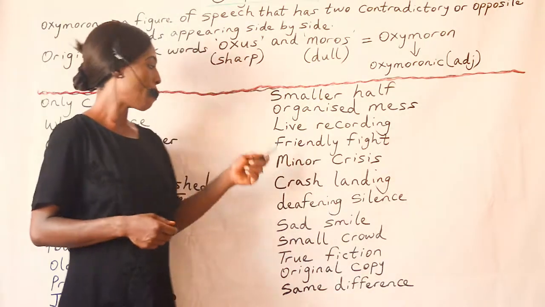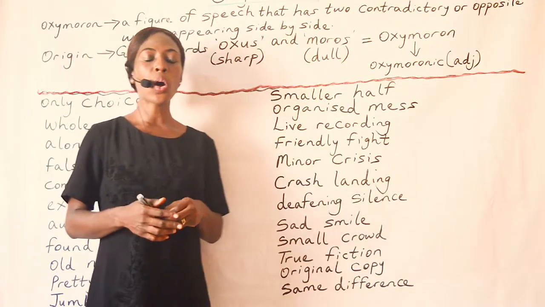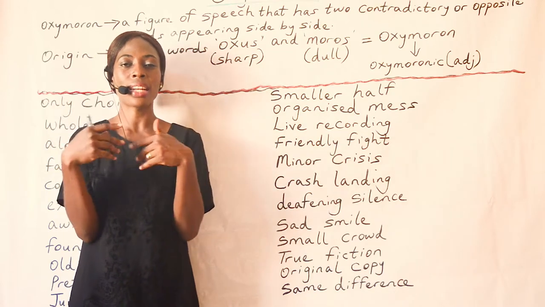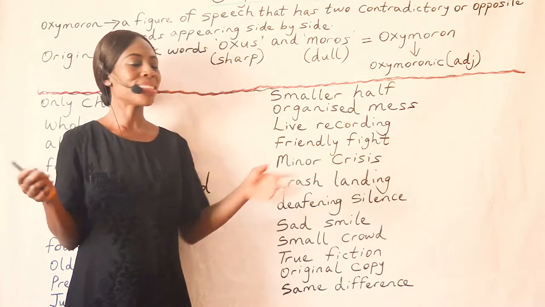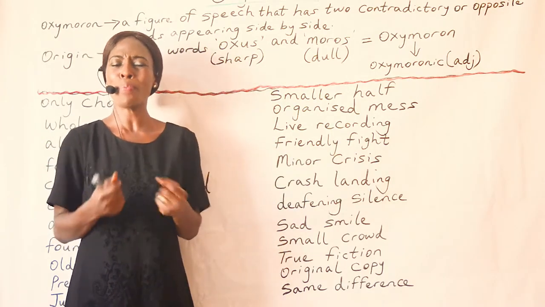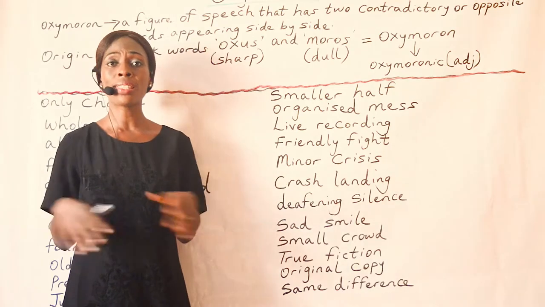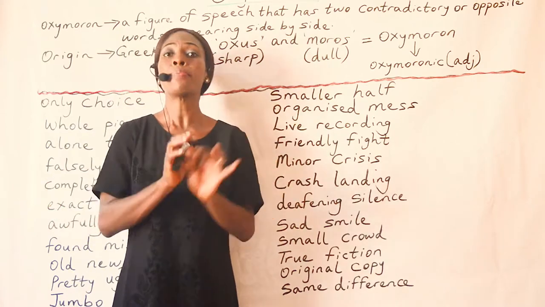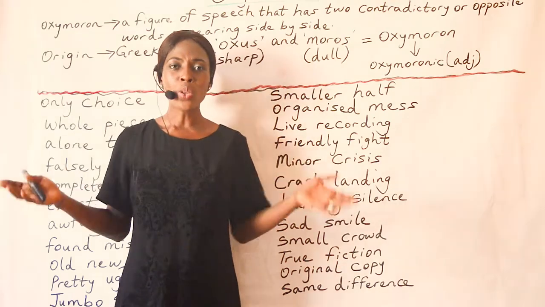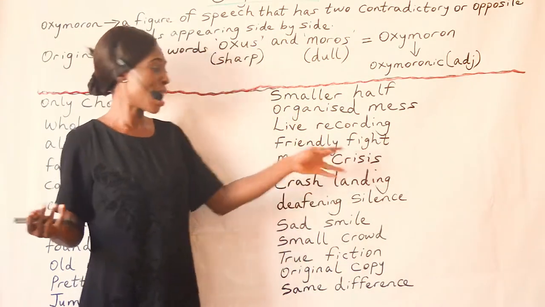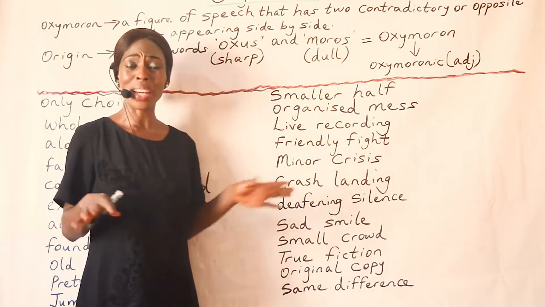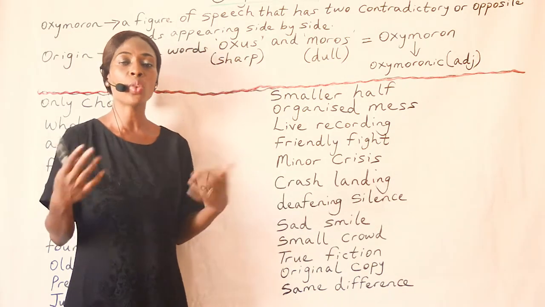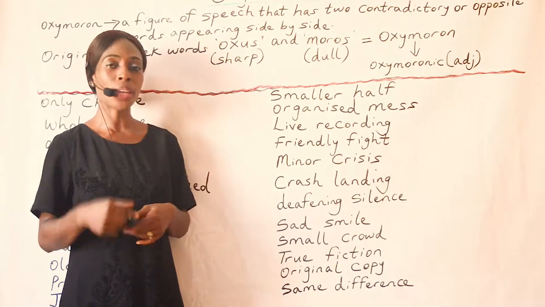Now, the next we have is minor crisis. Minor means something small, you can handle it, it doesn't go on beyond measure. Now, crisis means a serious problem, something very important. Minor, it is not important, I can do it later, it's not something urgent. Crisis is urgent, it is important, something that needs to be handled now. So how can you have something that is unimportant and something important together in a sentence? Minor crisis. That's oxymoronic. You have two words contradicting themselves. I hope you're getting a good laugh.